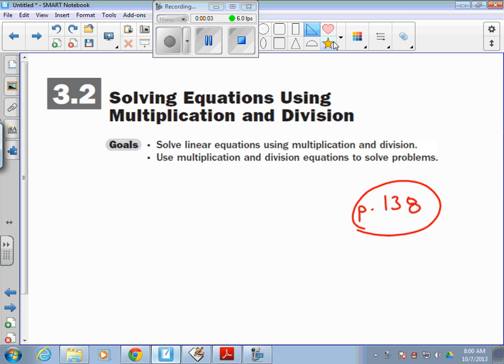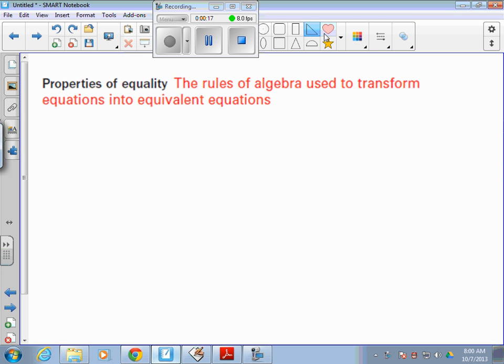This is Algebra 1, Section 3.2. We're solving one-step equations using multiplication and division beginning on page 138. Couple goals with solving linear equations with multiplication and division, and we're using those to solve problems.